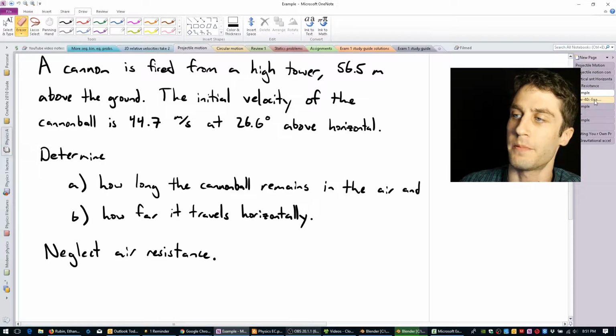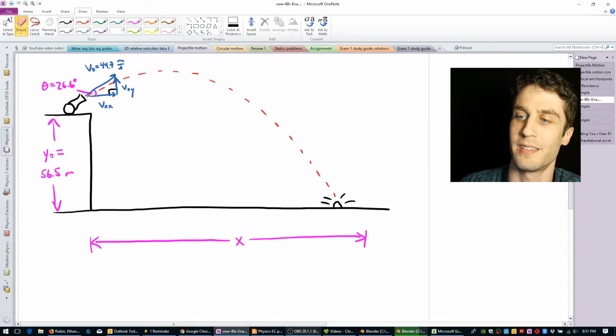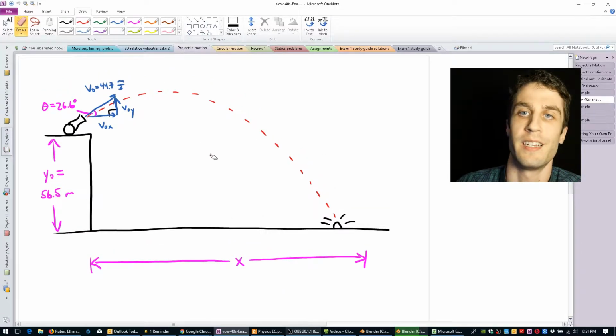Well, here's a sketch of this situation. Now, I have a lot of information here. I would recommend pausing the video because you'll need some time to digest it all. But the point is that you're given y naught, you're given v naught, and you're given theta, this angle. And basically you want to find out how long it stays in the air and this range x, okay?